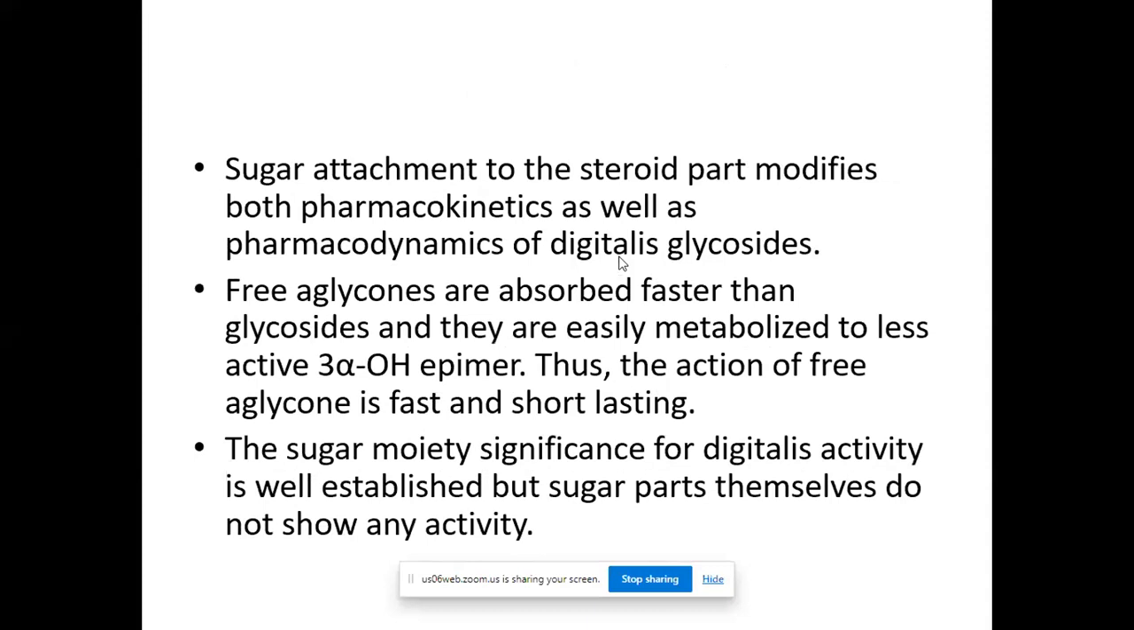Sugar attachment to the steroid part modifies pharmacokinetic as well as pharmacodynamic activities. This is because the sugar part affects the solubility of the glycosides. The longer the sugar chain, the more soluble it becomes. So solubility will end up affecting the pharmacokinetics and pharmacodynamics. In the next slide, free glycons are absorbed faster than the bound ones.